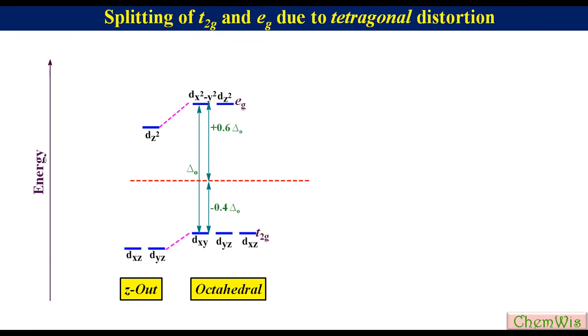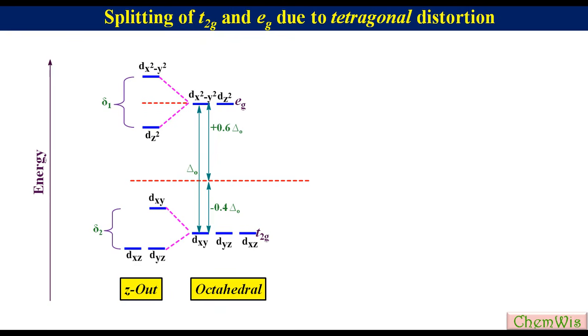Because of the center of gravity rule, the orbitals without z component, that is dx square minus y square and dxy, are destabilized, means their energy is raised. The difference between the energy of dx square minus y square and dz square is denoted by del 1, and that between dxy and dxz, dyz is denoted by del 2.